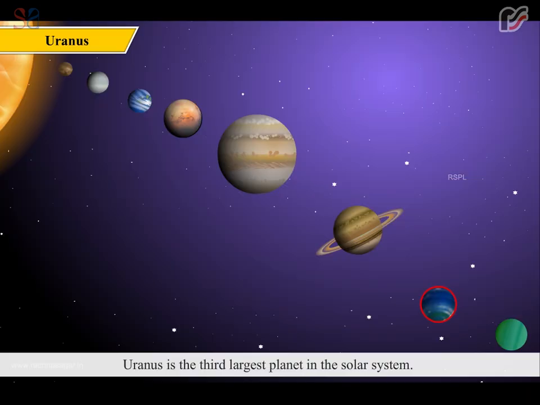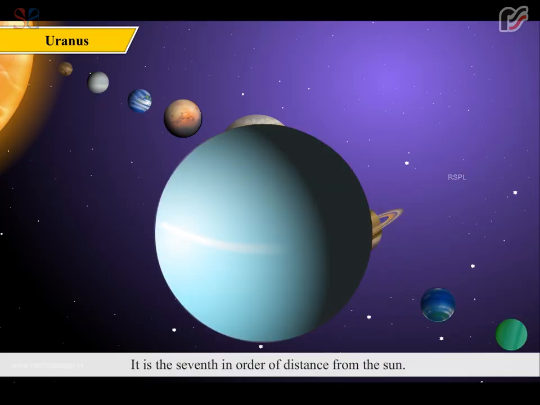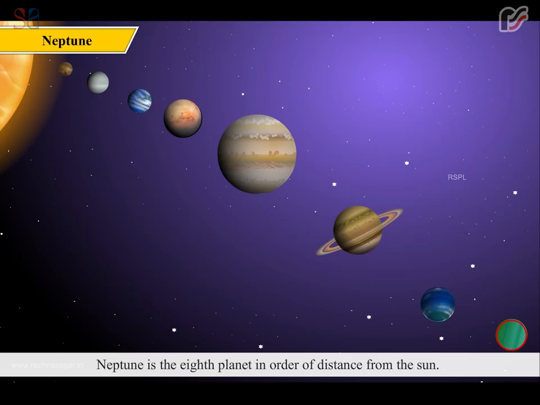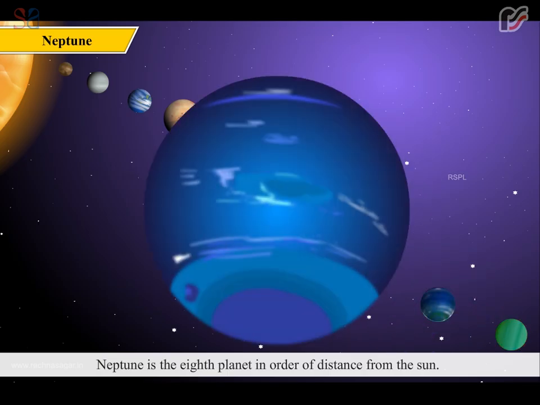Uranus is the third largest planet in the solar system. It is the 7th in order of distance from the Sun. It revolves in a tilted axis. It takes 84 years for one revolution around the Sun. It has 27 moons.